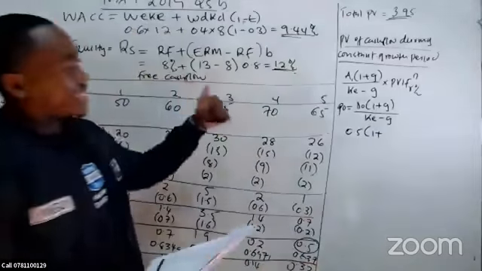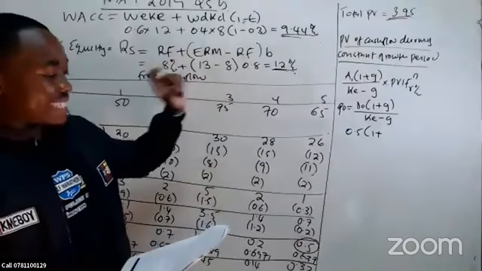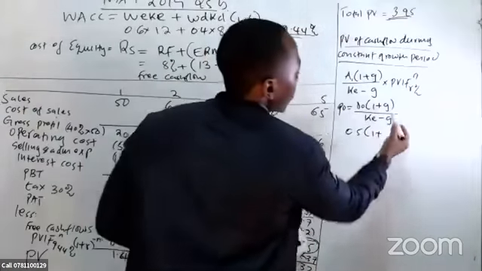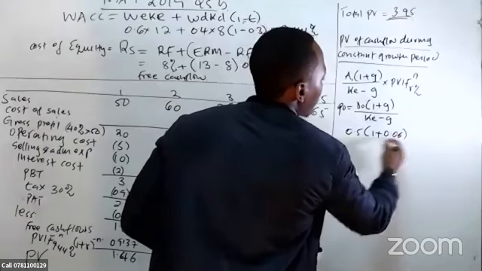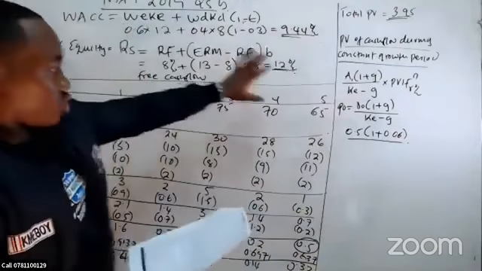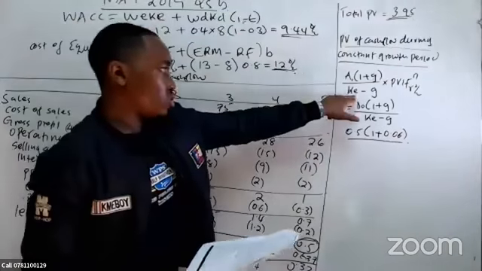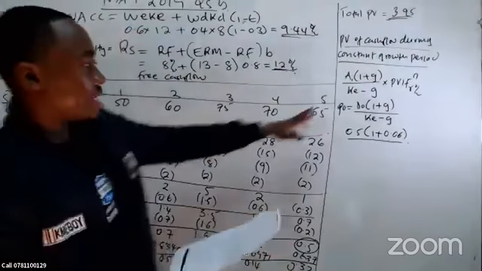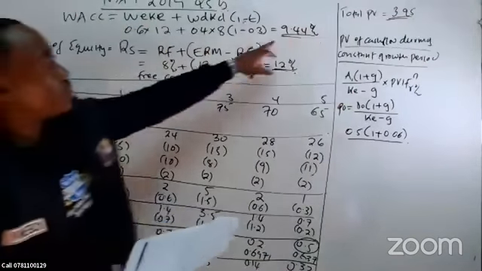Then expected to grow at a constant rate of 6%. That means our growth rate will be 0.06. You divide by the cost of equity or the cost of capital. So in this case, you use the cost of capital, or you can use the rate. In our case, it was 9.44.